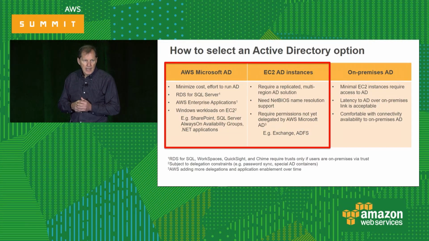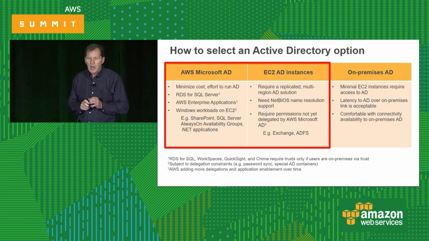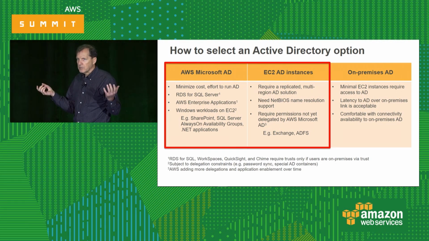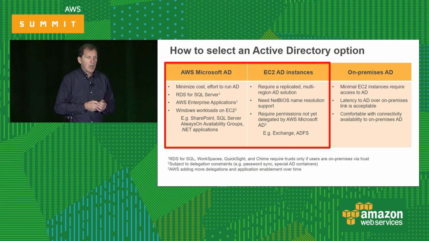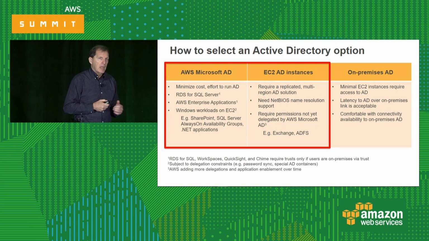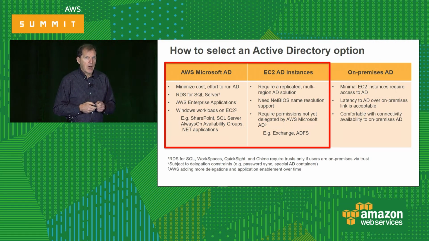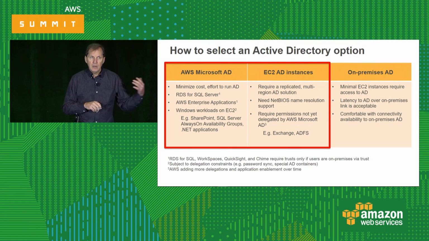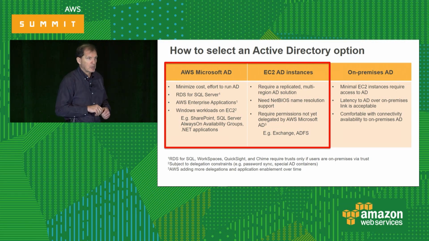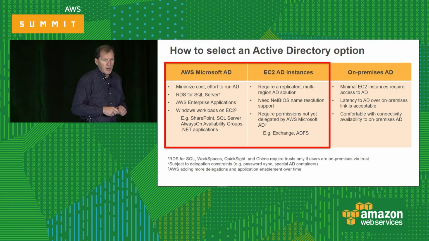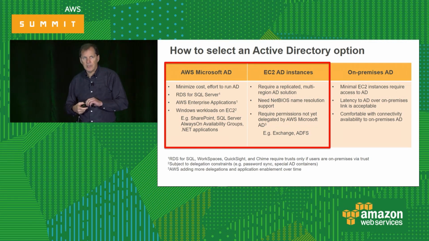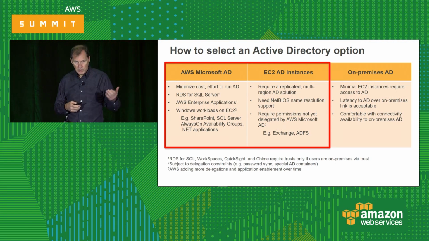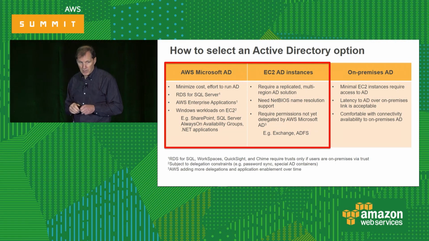Okay, let's take a look at some other considerations. So, what are your top level goals that you're looking at? If you're trying to minimize your cost and effort to run AD in the cloud, the AWS Microsoft AD product can be a really good option because you don't have to do all of the management overhead involved. If you want to run RDS for SQL Server and use that in your environment, then you have to use AWS Microsoft AD. If you want to use AWS enterprise applications like Chime and Connect and those types of things, then you need to use the AWS Microsoft AD.